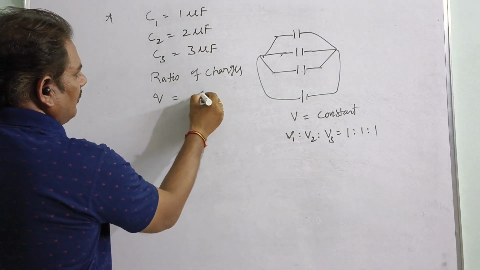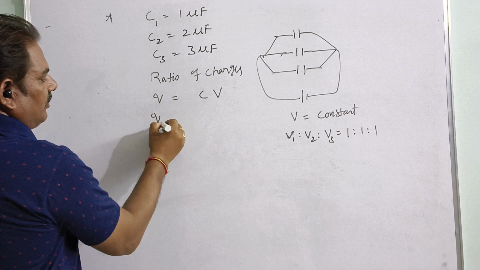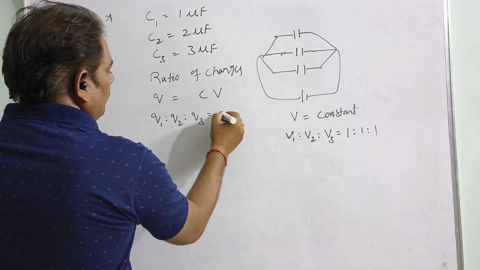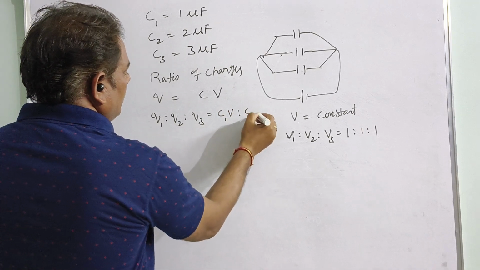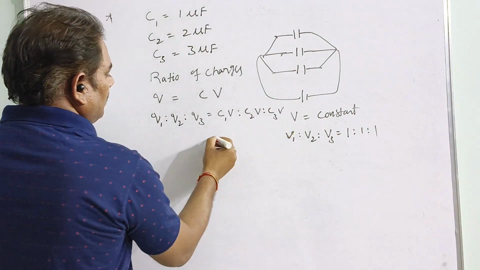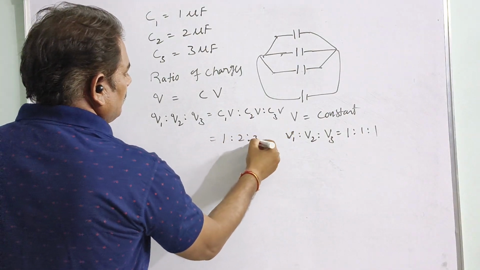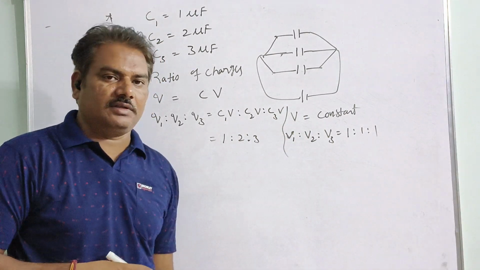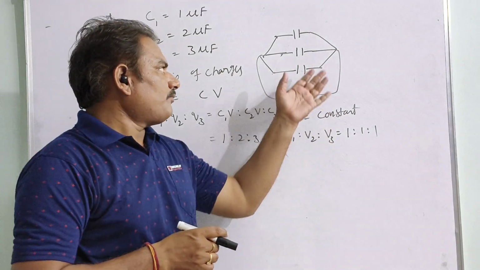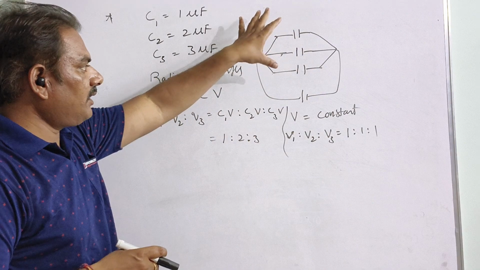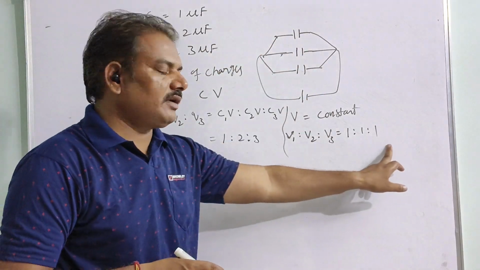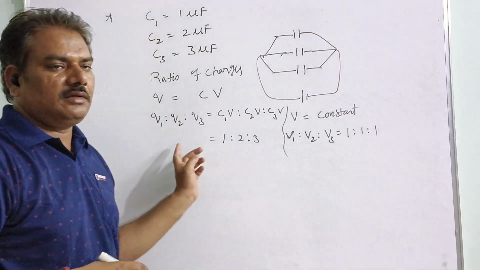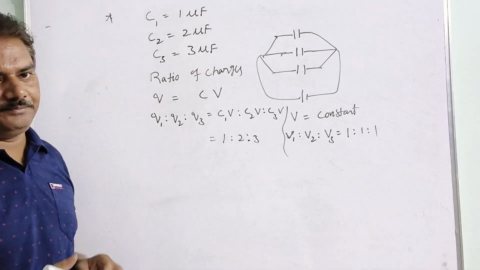Charge, we know Q equals CV. So Q1 is to Q2 is to Q3 equals C1V, C2V, C3V, so that equals 1 is to 2 is to 3. So this is the ratio of the charges. When three capacitors are connected in parallel, the potential ratio is constant, that is 1 is to 1 is to 1, and the charge ratio is 1 is to 2 is to 3.